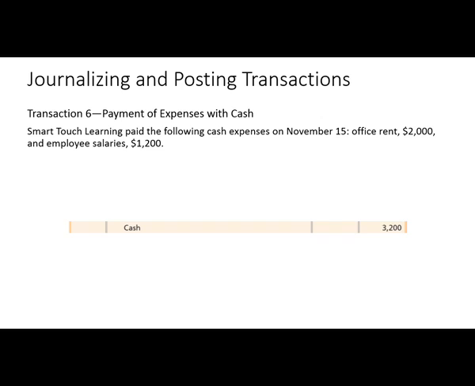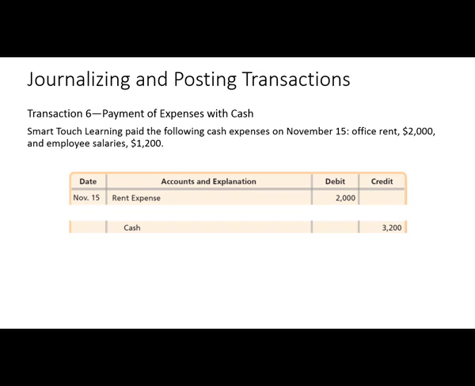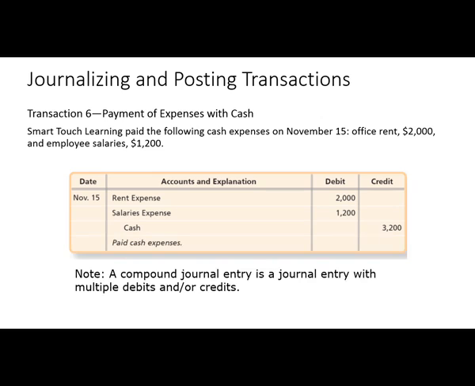Here, I would probably do this part first. I would say credit cash $3,200, and then figure out what else you need to do. Okay, so if that's credited $3,200, I obviously need debits. And again, it works out. Rent expense is $2,000 because expense is a natural debit balance. We increase with the debit, and then we debit salaries expense. Again, same thing. Expenses have a natural debit balance, and so it works out. This is called a compound journal entry because it has more than two parts. Any journal entry with more than one debit or more than one credit is called a compound entry.